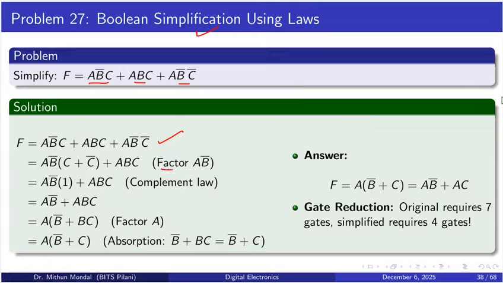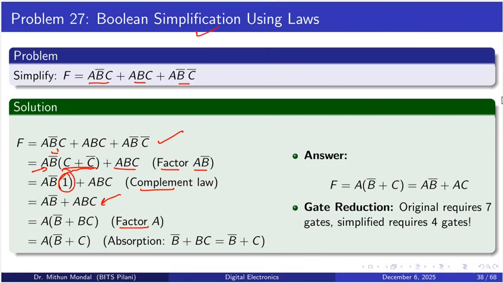First we are going to factor out a, b bar. So we can take a, b bar as the factor. So we'll get c plus c bar from the first term, and then we will add a, b, c. Then we can take the complement law, and once the complement is taken, c plus c bar will become 1 here, and then we will get this value.